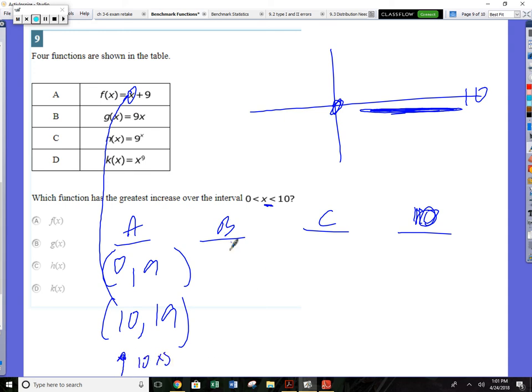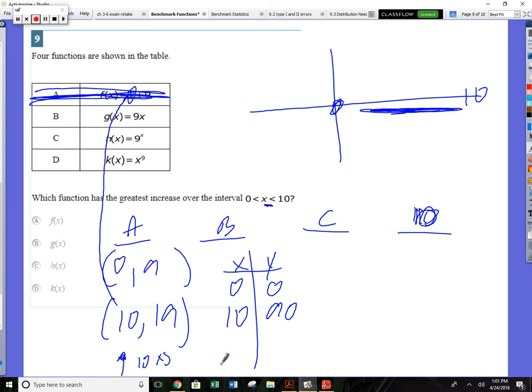Okay, now let's look at B. Let's do the same thing. We're just making a table. And we're just going to put 0 for x. So what's 9 times 0? And let's put 10 in. What's 10 times 9? 90. So this went from 0 to 90. So it's definitely not A. Let's kill A. Because this only went up 10. This went up 90 times.